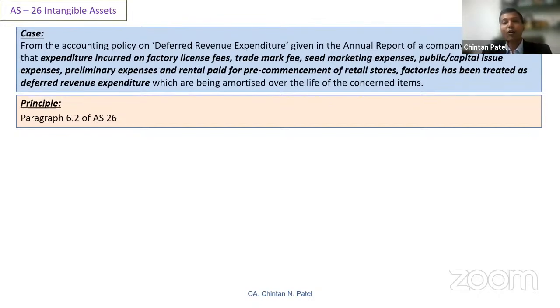Now, come to the next point, that is intangible assets. In certain financial statements, there are a few old cases where the deferred revenue expenditure has been carried forward.